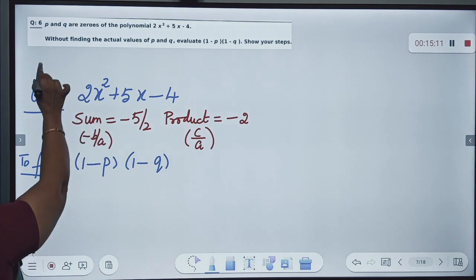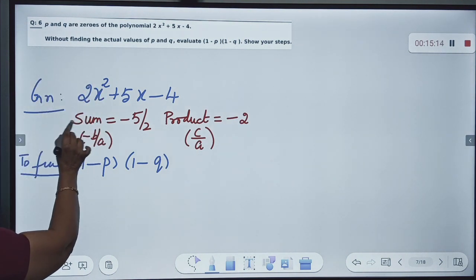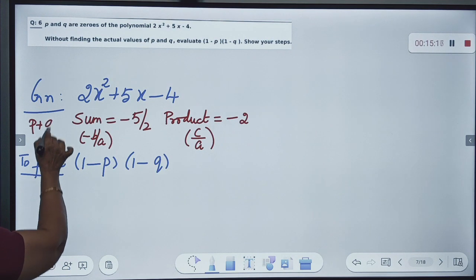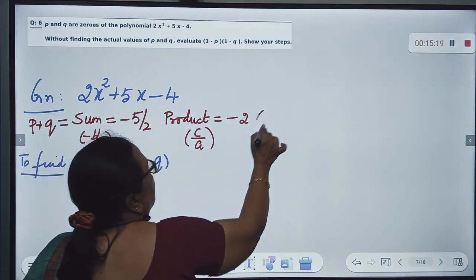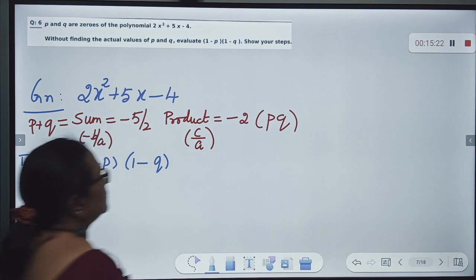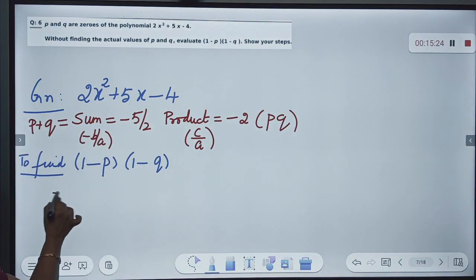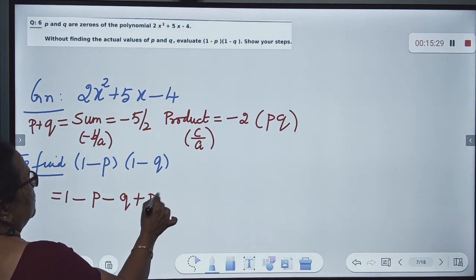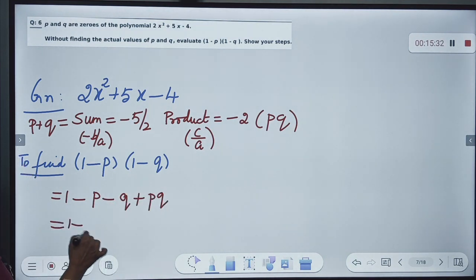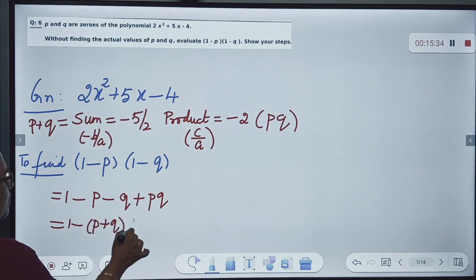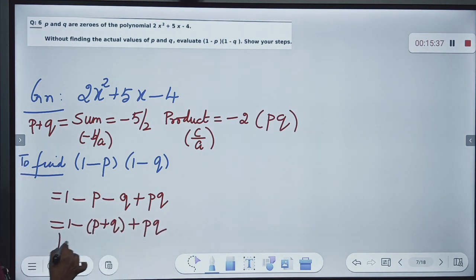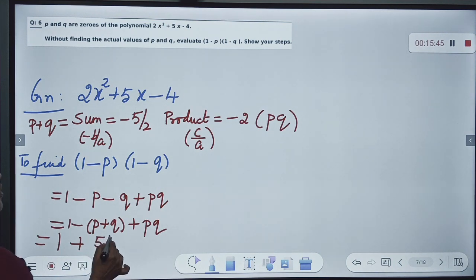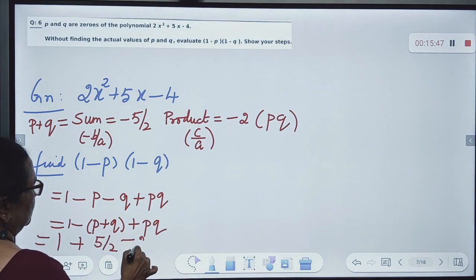So what are p and q? p and q are the zeros of the polynomial. So when I say sum, it is p plus q. When I say product, it is p into q. Now when I simplify this, what will I get? 1 minus p minus q plus pq. This is 1 minus of p plus q plus pq. So 1 minus, what is p plus q? Minus 5 by 2. So this becomes plus 5 by 2. What is the product? Minus 2.